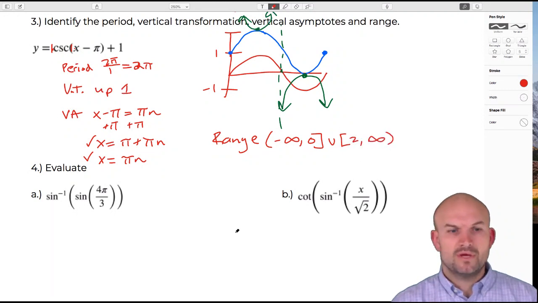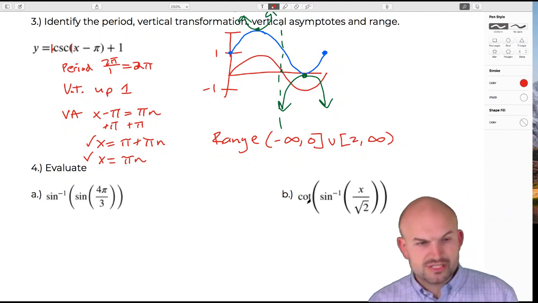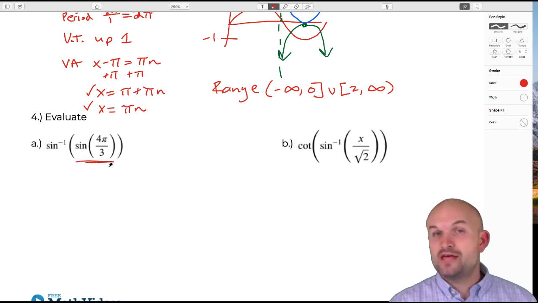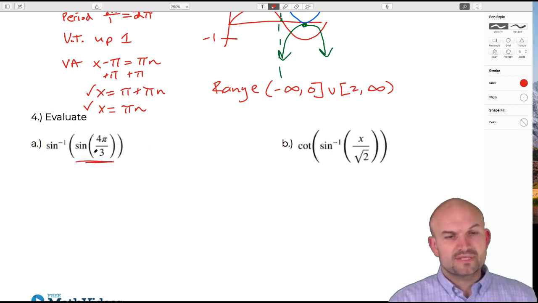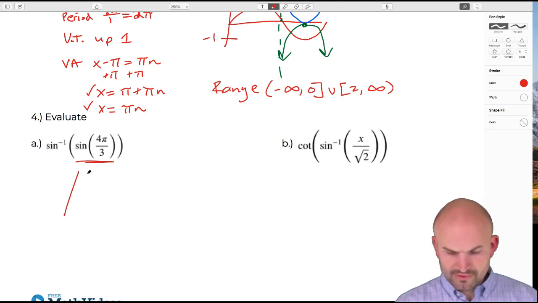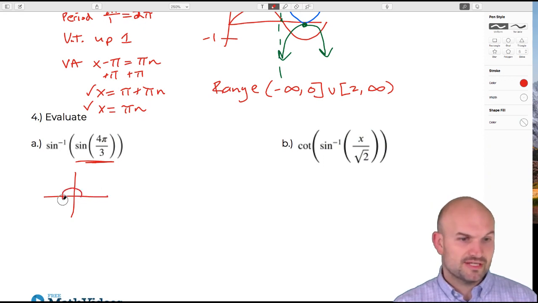Okay. Next example is just evaluating the composition of two functions. So basically what I went through with my students here is to go ahead and evaluate from the inside first. So we have the sine of 4 pi over 3. When you're evaluating using the unit circle, the first thing you want to do is sketch a graph. So 4 pi over 3 is going to be in the third quadrant.